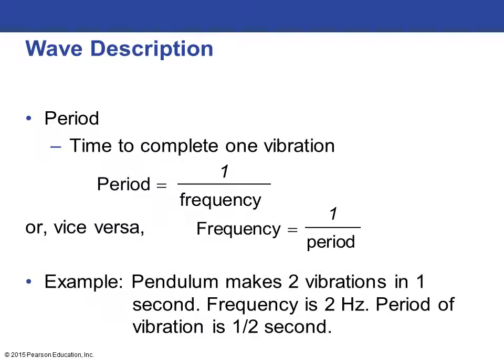So again, the period is the time to complete 1 vibration, and in mathematical terms, the period is equal to 1 over the frequency, or vice versa, the frequency is equal to 1 over the period. So for example, if a pendulum were to make 2 vibrations in 1 second, the frequency would be 2 hertz, the number of vibrations per second. The period, or the time that it takes to do each vibration, is half a second. So if your frequency was 2, you'd have 2 equals 1 over the period, which would be half a second.